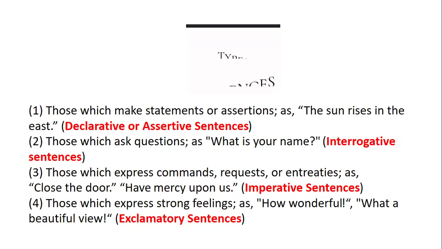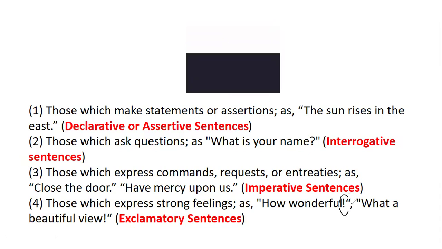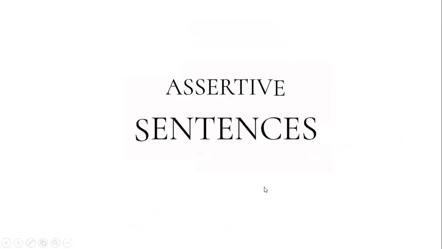And the last one, those which express strong feelings, as how wonderful, what a beautiful view, right? So an exclamatory sentence is the sentence which expresses strong feelings. And you can see at the end of the statement, there's an exclamation mark, right? You can see here, there is an exclamation mark. So it shows that a very strong feeling is expressed. So we saw different forms of sentences. We are still going to further see the statements in detail.